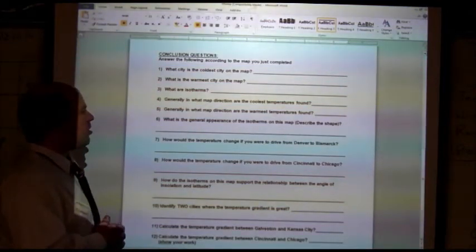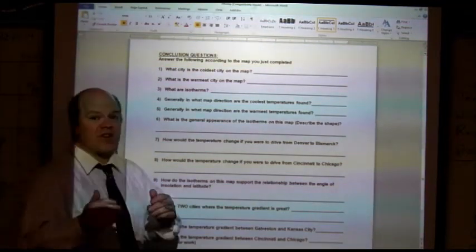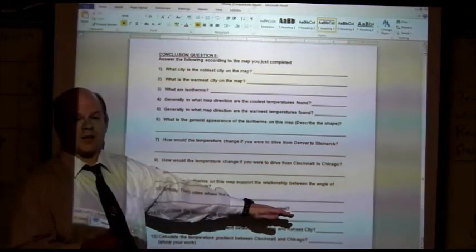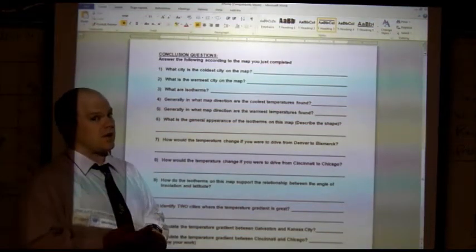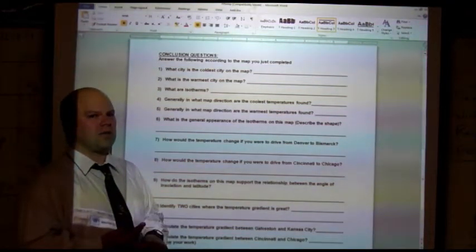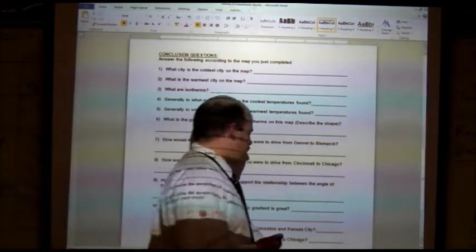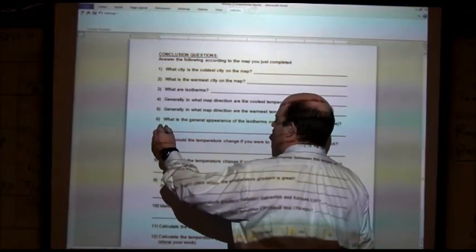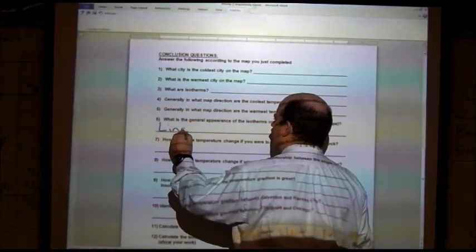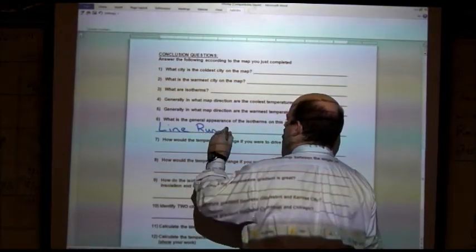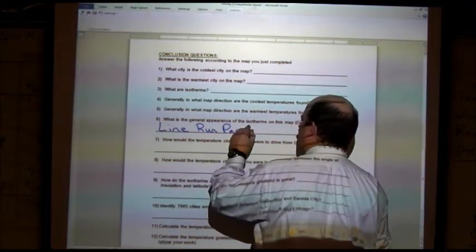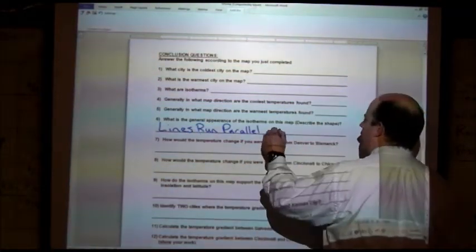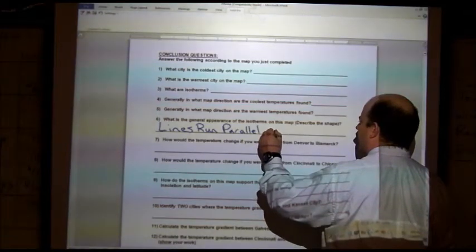So what's the general appearance of isotherms on this map? This is the first map that we looked at. We take a look at the iso lines going across the map, okay? And they don't cross because they're iso lines, and they also increase in value. So, what is the general appearance of isotherms on this map? The lines run parallel. And increase in value, north to south.